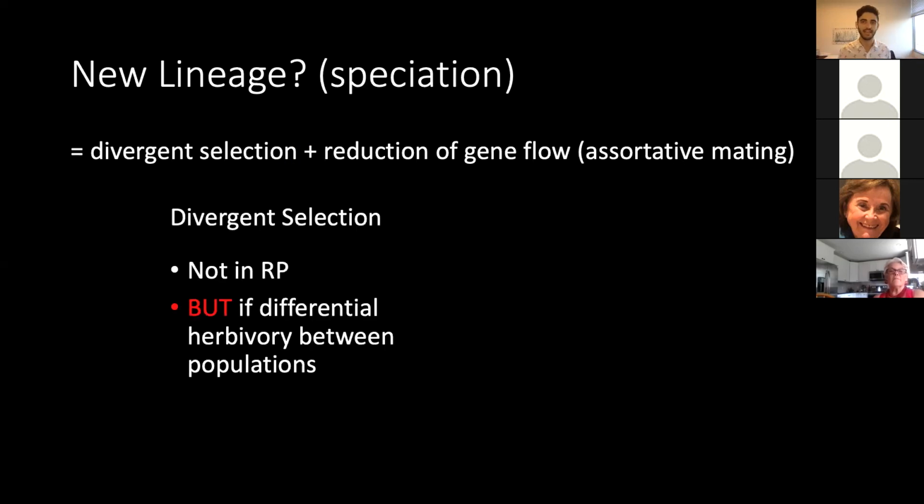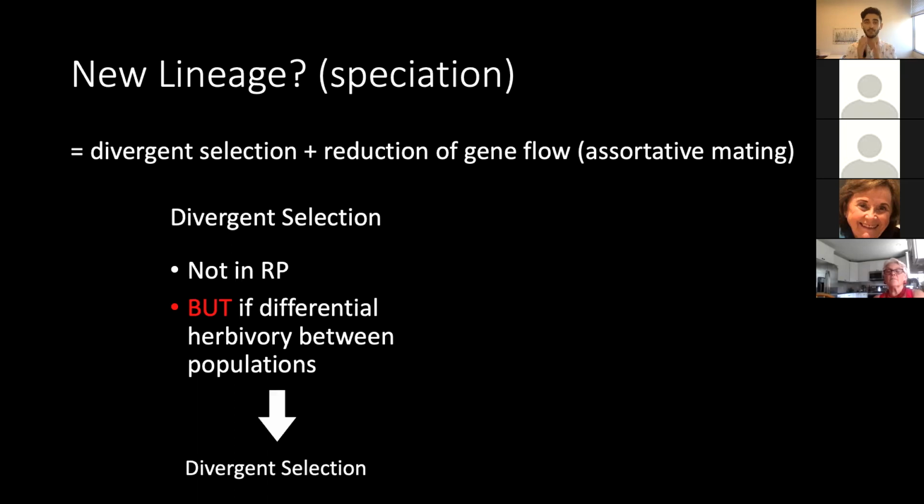Now, in Reynolds Park, we can't really show divergent selection. What we're showing is more of a directional selection, pushing towards the DALY-A optimum. There doesn't seem to be a huge benefit for wild type plants in Reynolds Park. But in other populations, if there's differential herbivory, there may be a huge advantage for wild type if there, let's say, was no herbivory in the population.